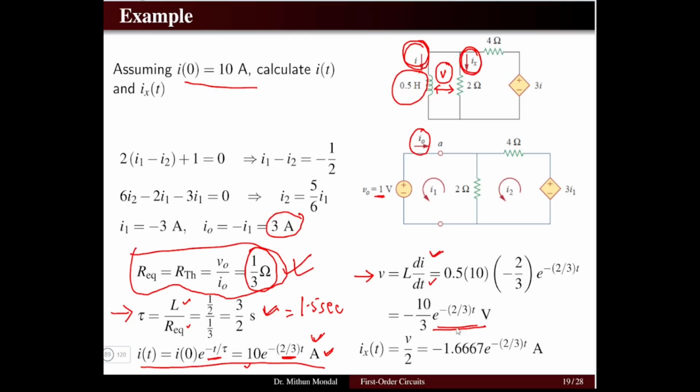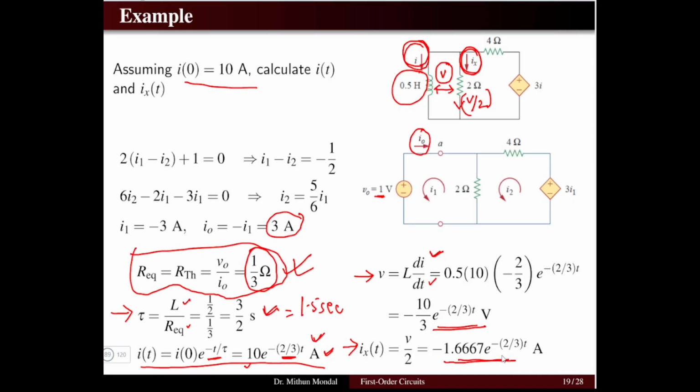Once we have got the voltage, it will be easy to determine the current through the resistor. The current flowing through the resistor is equal to the voltage divided by the resistance, that is 2 ohms. So we can substitute and find the value of the current that flows in the network through the resistor.